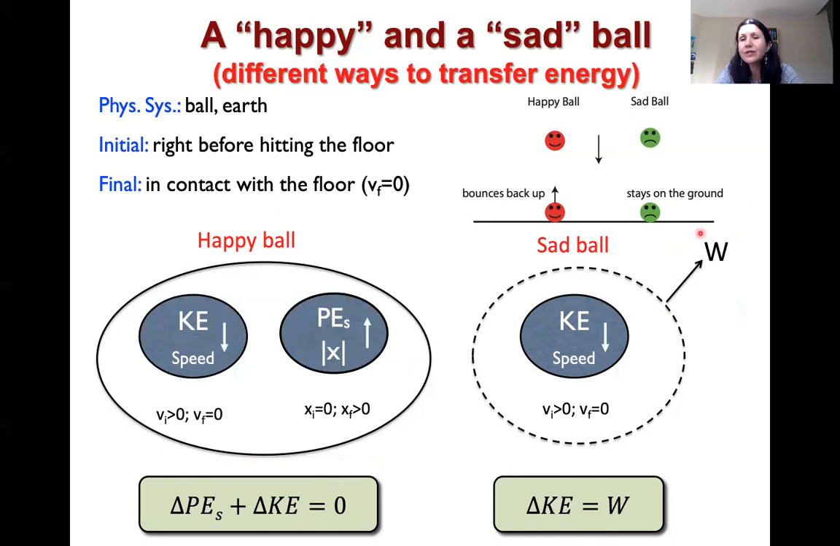Work always has to do with some force, and that force comes from an interaction. So what's the force? Well, the force is the force of the ground onto the ball. So if we were to include the ground or the floor in our physical system, then it would become closed. If we take everything that our object is interacting with and put it inside the physical system, that means that the system is closed.